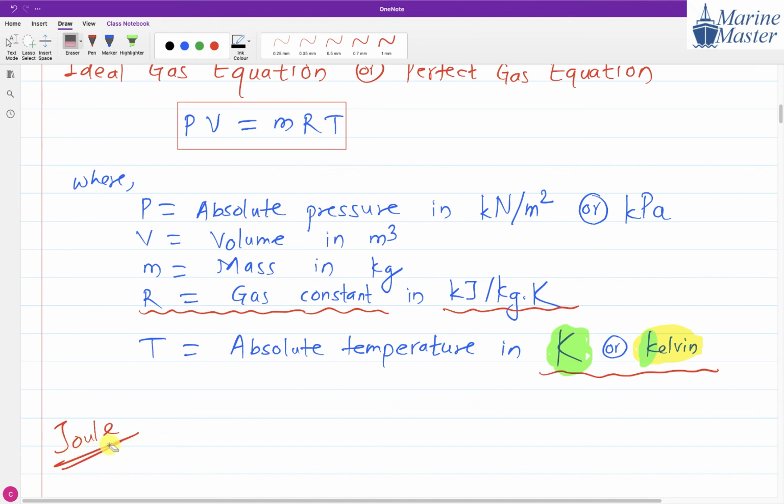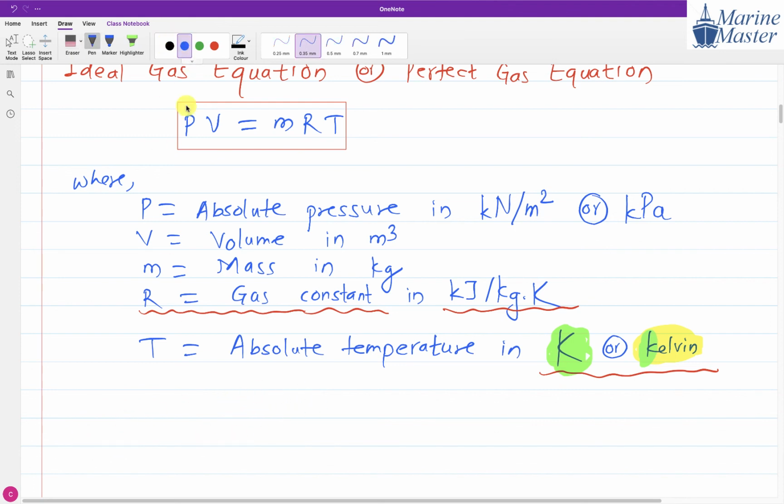Joule is one of the scientists. He has done a lot of work in the field of thermodynamics. But if we are using the unit joule and writing it in full form, then that j must be small. If you are using the abbreviation, then it must be capital J. That is the basic thing for any unit.